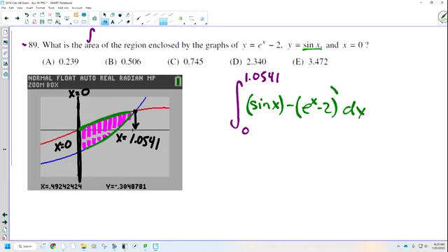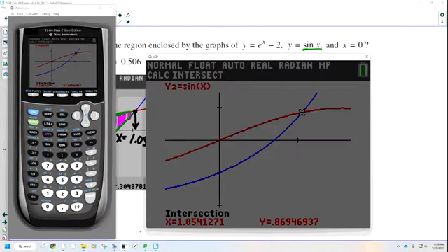Now, I like putting top curves and bottom curves in parentheses, because if you forget to put parentheses, you're only going to subtract the e to the x. You need to subtract them both. So please make sure you put parentheses there. Otherwise, it could be a long day. So let's go ahead and integrate this right now.